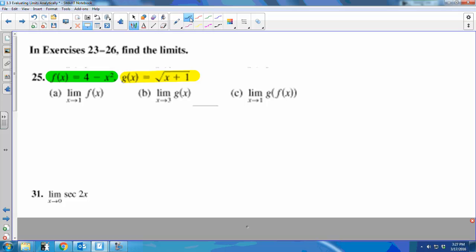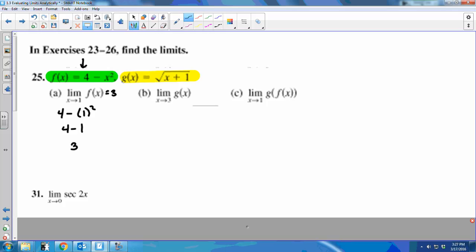So A says find the limit as x approaches 1 of f of x. So that means we're going to use this function highlighted in green because it's f of x. And so I have 4 minus 1 squared, and 4 minus 1 is 3. So that's my limit value. Again, if you can directly substitute, you should.